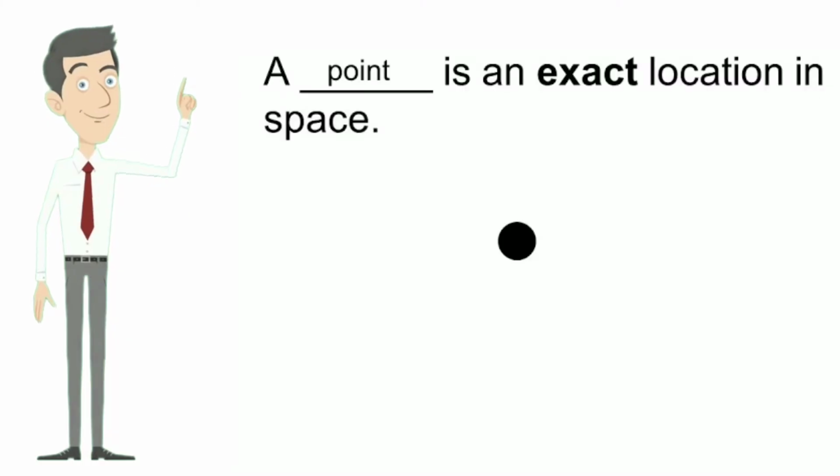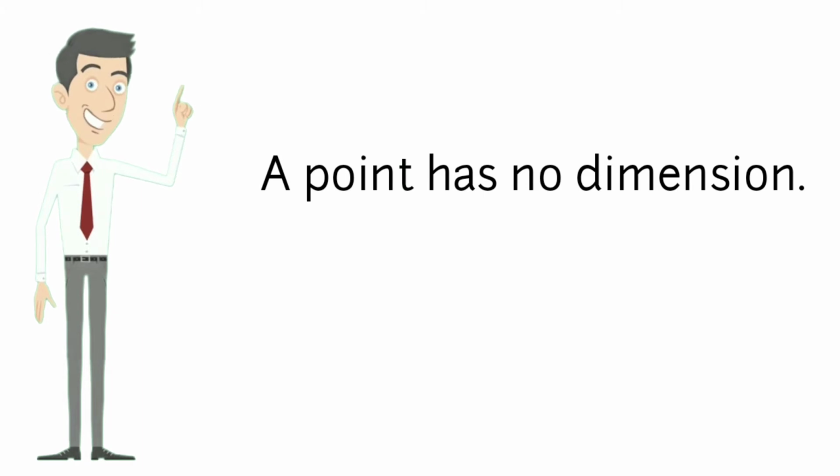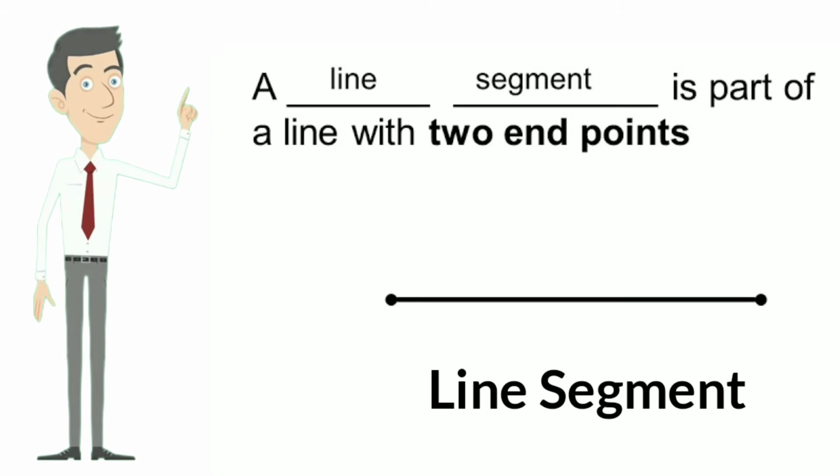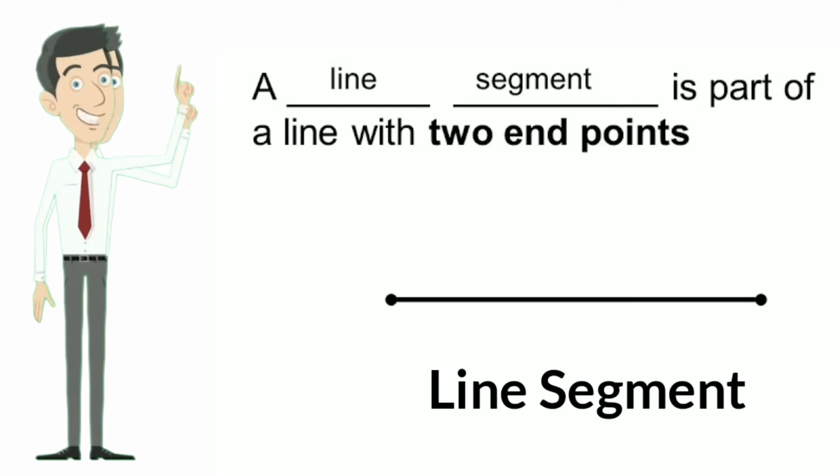Let's start. Point. Point is an exact location in space. A point has no dimension. Line. Line is a collection of points along a straight path that extends endlessly in both directions. Line segment. Line segment is a part of a line having two endpoints.